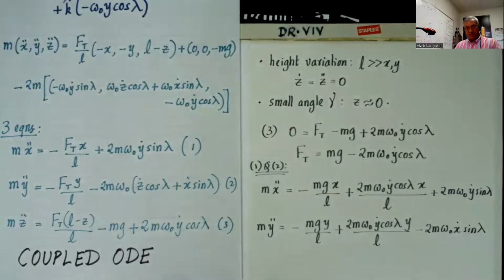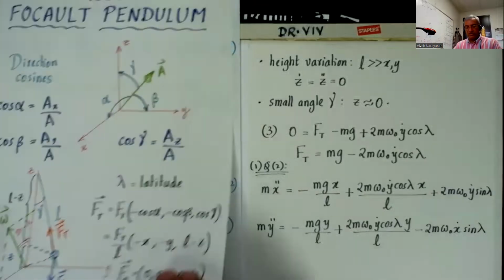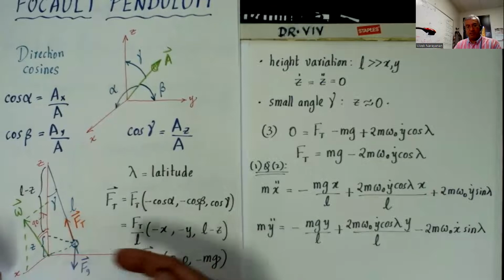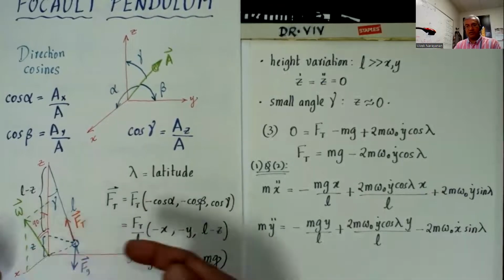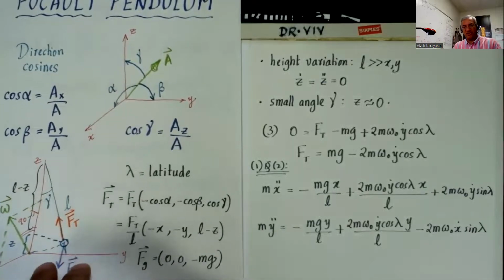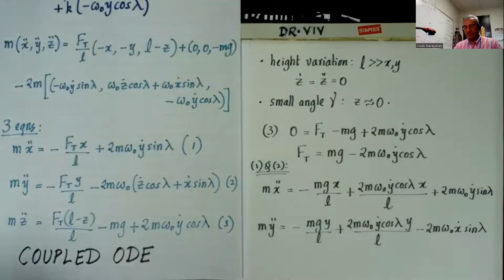Now remember, we can't make any assumptions about x dot and y dot, because if you say that z dot is 0, the pendulum is pretty much shuttling around in the xy plane. So x dot and y dot are pretty significant. You can't mess with them.